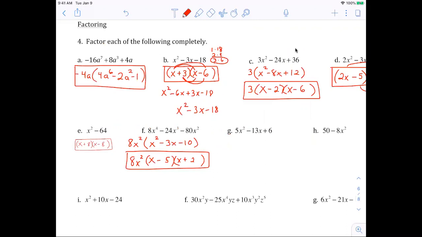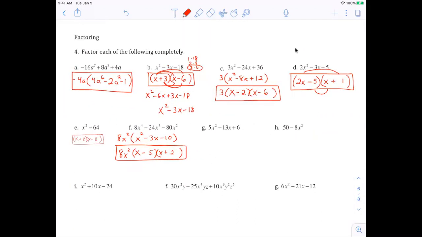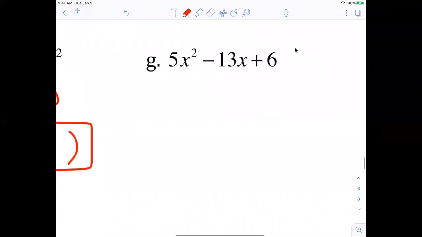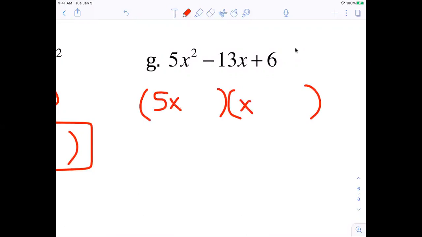All right, so I'm going to keep moving right along. On G, it is a trinomial. I cannot factor any GCFs, so my first two terms would be 5x and x because they give me 5x squared. My last two terms have to be multiples of 6, so it might be 1 and 6 or 6 and 1. Well, I can see 1 and 6 is not going to work because that's going to give me 30x and 1x. That's no good.